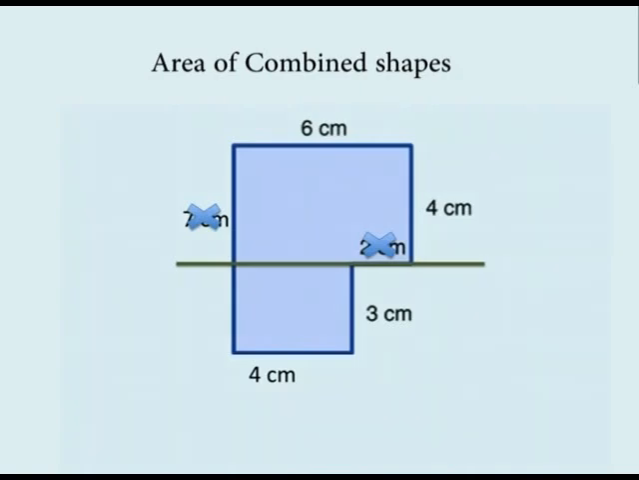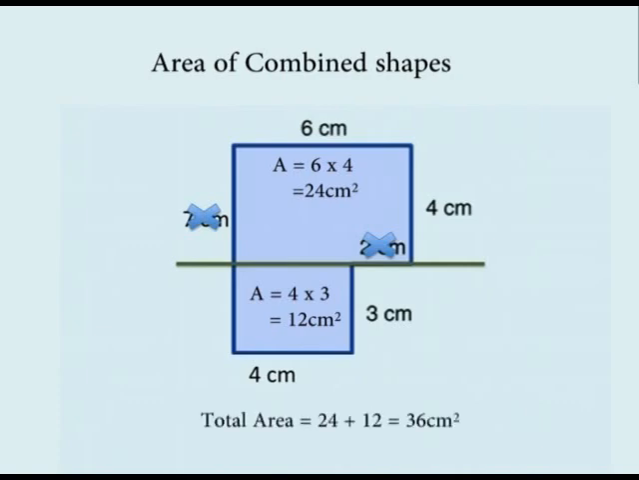Area of the top rectangle is equal to 6 times 4, which gives us 24 centimeters squared, and the bottom one is 4 times 3, which gives us 12 centimeters squared. Area of the whole shape is the sum of the two, 24 plus 12, and that gives us 36 square centimeters.